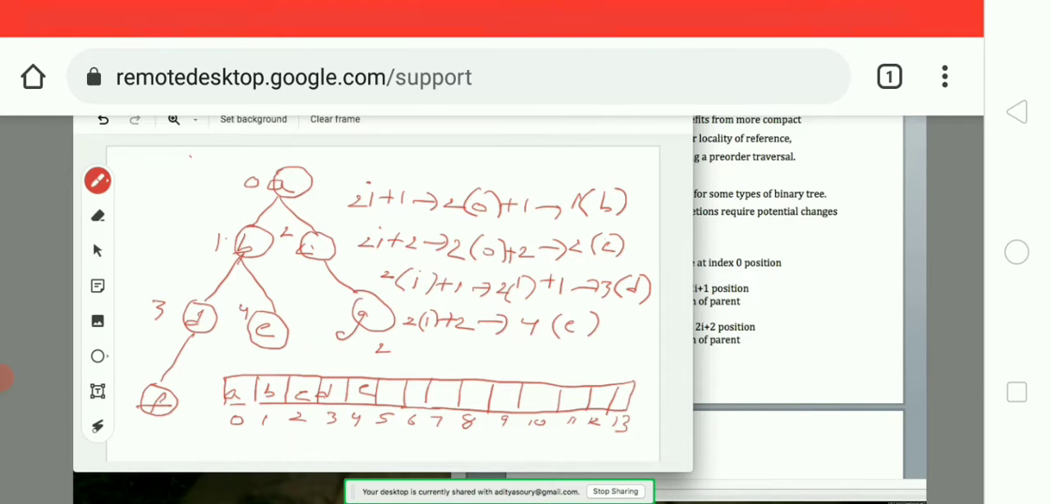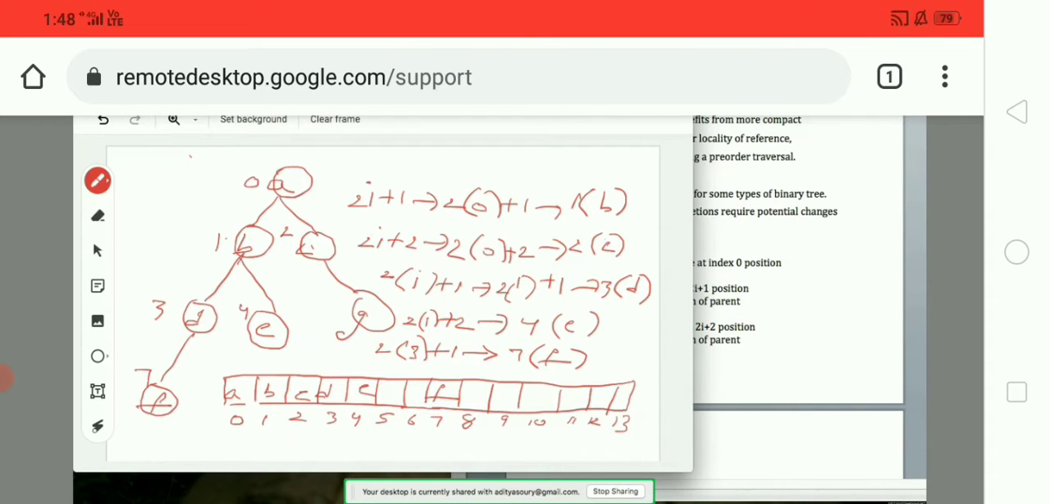Now I would like to store another element, F. So F is on the left side, so the parent of F is D, so the D position is 3, left side means 1, so 2 times 3 is 6 plus 1, 7. So we have to store the F element in the 7th position.